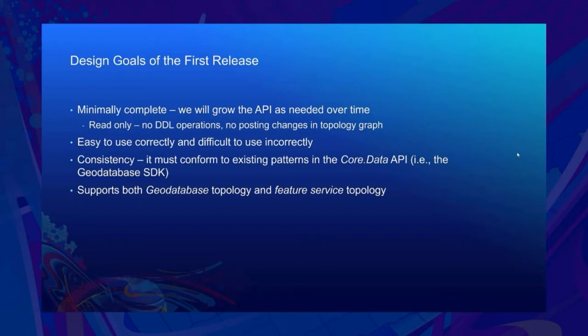It must be easy to use correctly and difficult to use incorrectly. We incorporated lessons learned from pitfalls and weaknesses in the ArcGIS topology API. Consistency. It must conform to existing patterns in the rest of the core.data API. Lastly, as much as possible, the API should work seamlessly for both geodatabase topology and feature service topology.